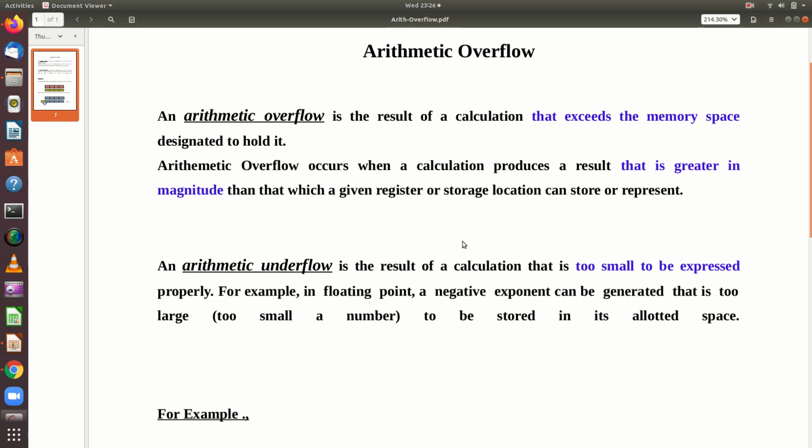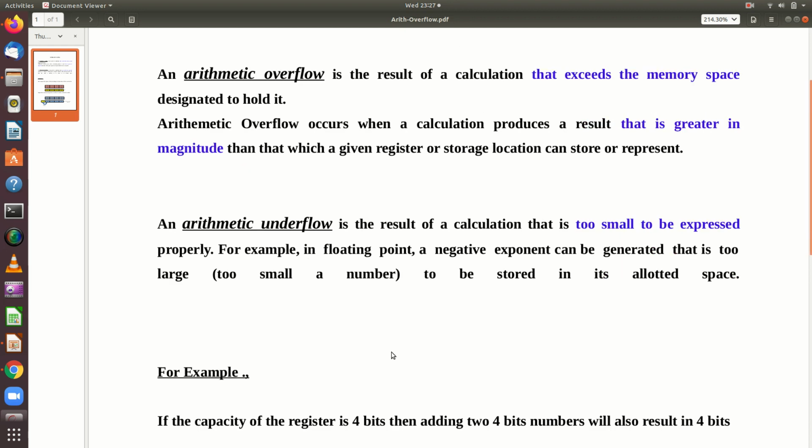So it says that if the result of the calculation exceeds the memory space, say for example, if the memory space designated to hold the result is 4 bits and if the result is exceeding the 4 bits, then you say it is arithmetic overflow.